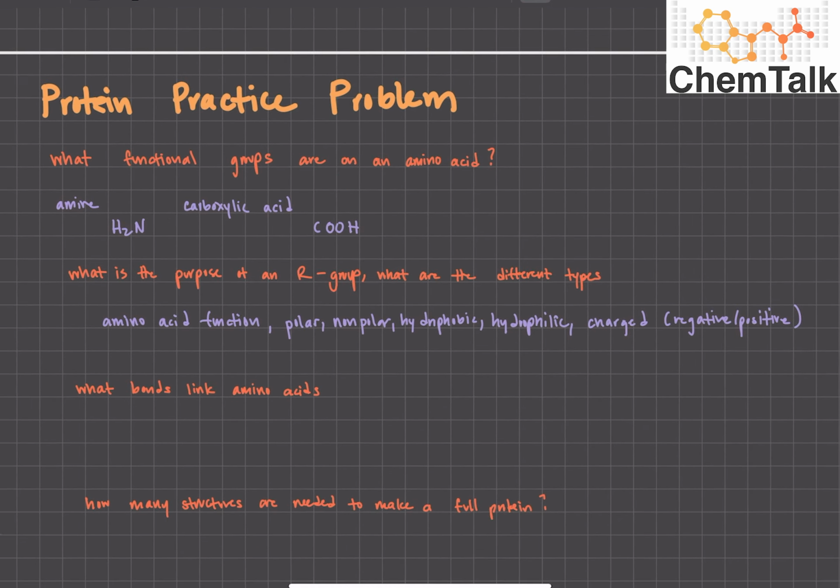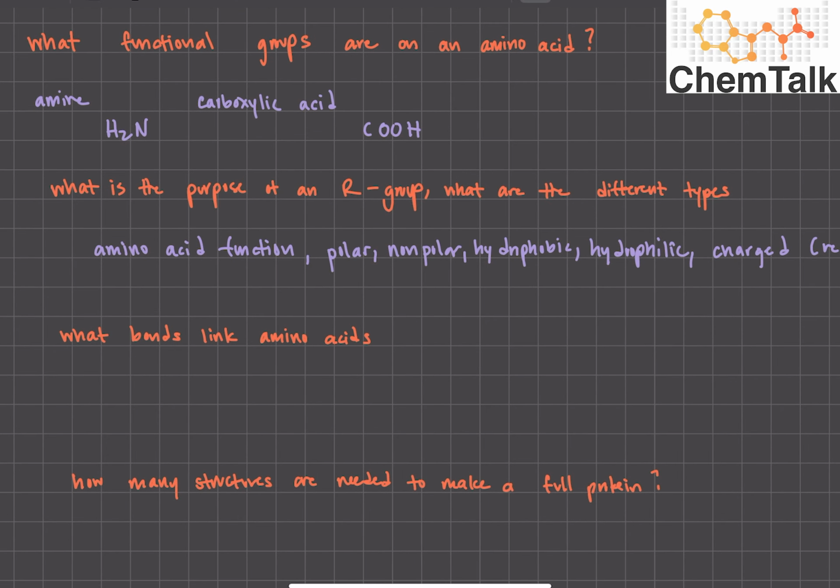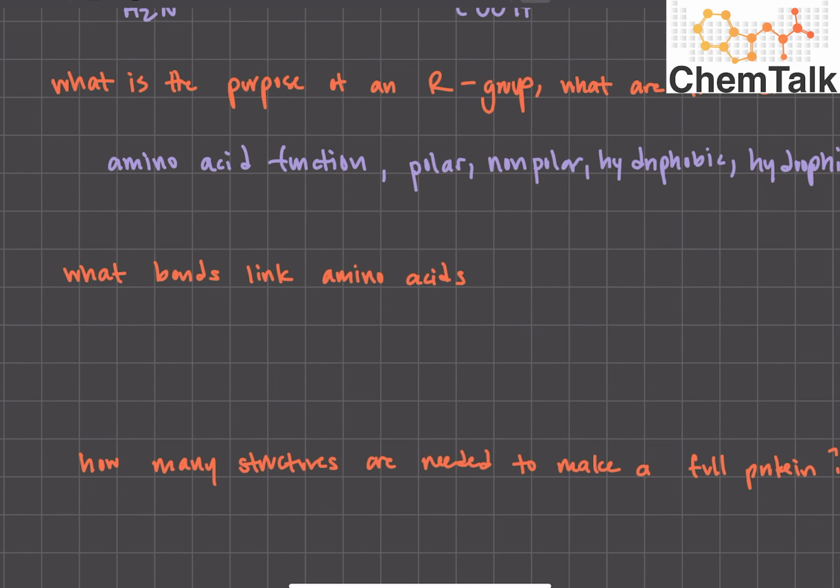All right. Okay. Another one. What bonds link amino acids? Well, like I discussed, you have an H2N attack a COOH, and that's an amidation reaction, so you would have an amide bond. Something like this. This is an amide bond.